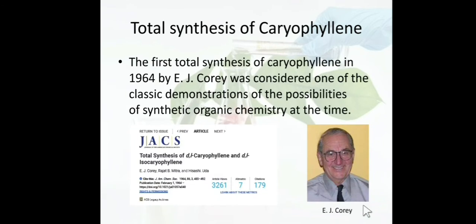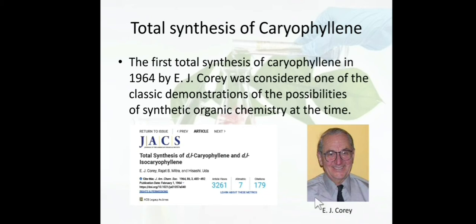Now let's see the total synthesis of caryophyllene. The first total synthesis of caryophyllene was carried out by E.J. Corey in 1964. Friends, this synthesis is considered one of the classic demonstrations of the possibilities of synthetic organic chemistry at that time. As we already discussed, Professor E.J. Corey is a Nobel laureate and he got the Nobel Prize for his work in retrosynthesis.